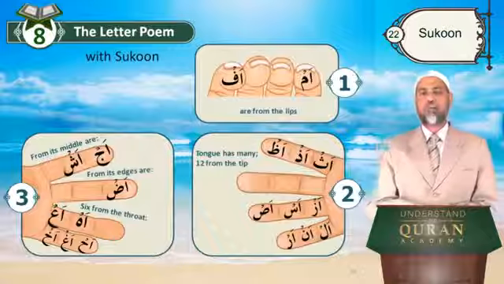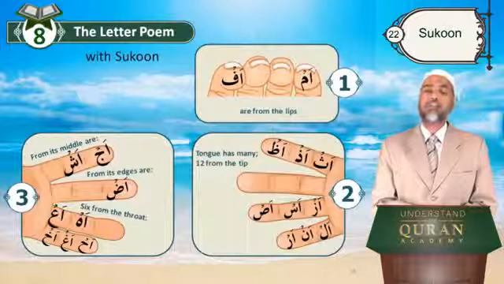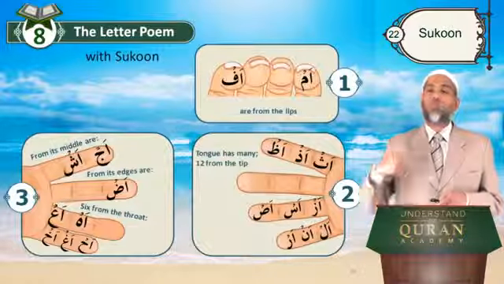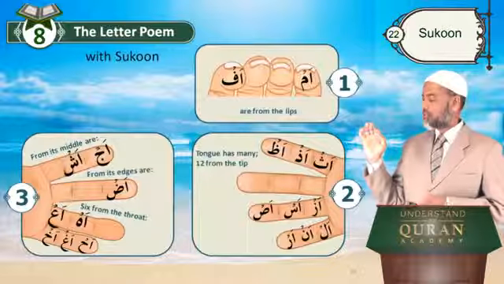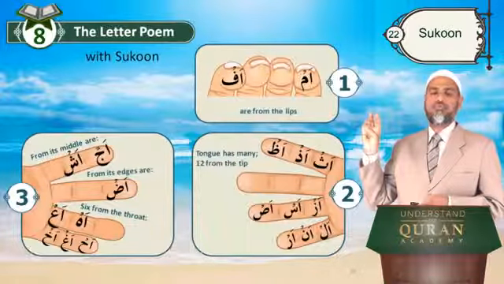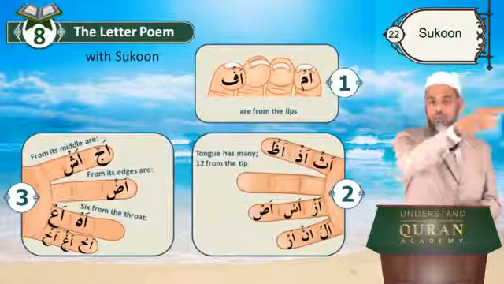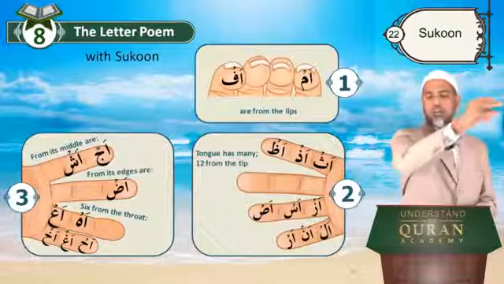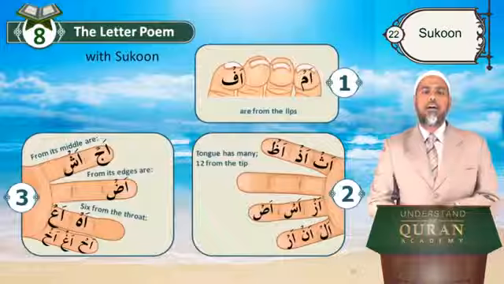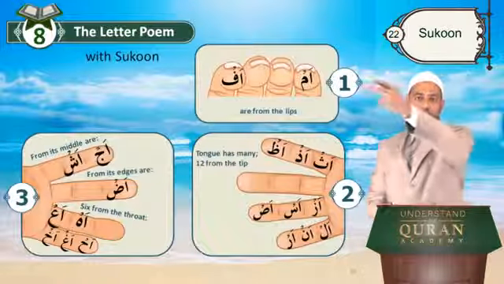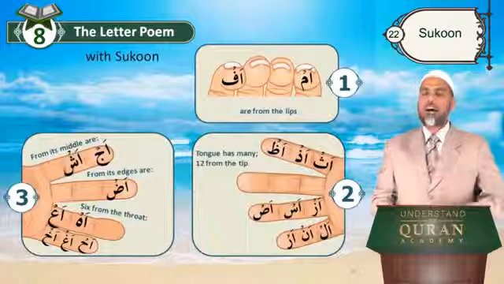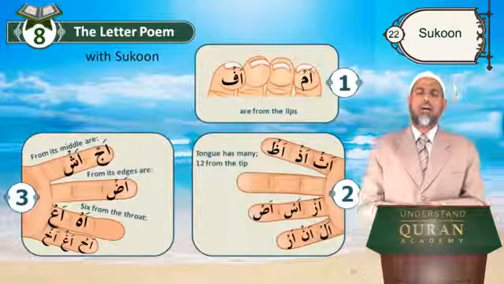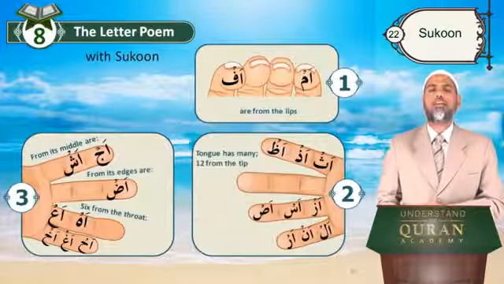Now let's come back to the letter poem, and we will take only those letters which we will cover in this lesson, because there are other letters also with sukoon, but they are special. So we will cover them in the following lessons. So here we are: af, ath, ad, av, and then we have as, as, an, ar, and then we have ash, ad. The rest will be covered later on, in the following lessons.